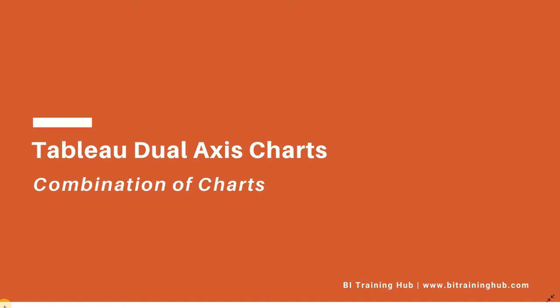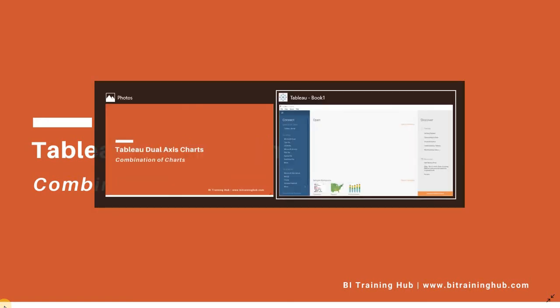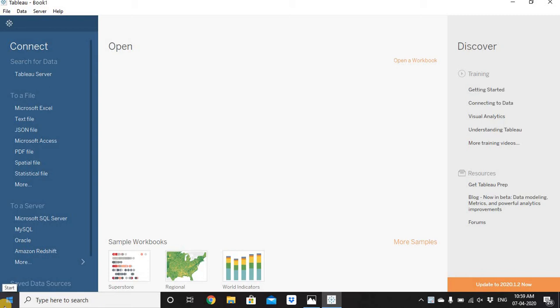Till now, we have seen different visualizations where we can create basic charts and dual axis graphs. Now we'll see how we can combine multiple chart types together using this dual axis concept. So let's connect to Tableau Desktop.